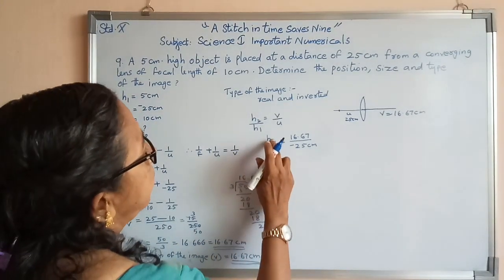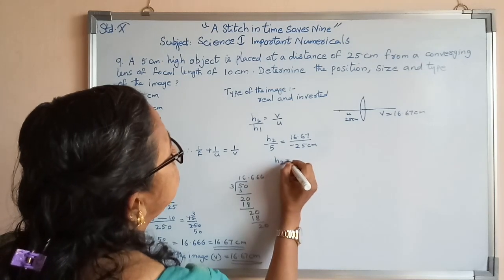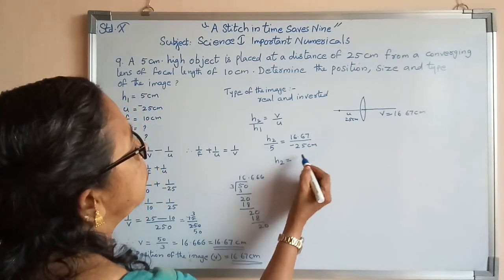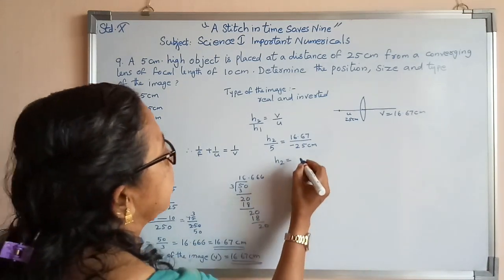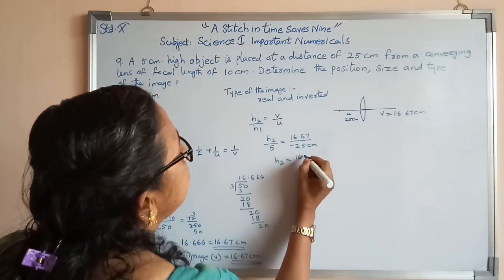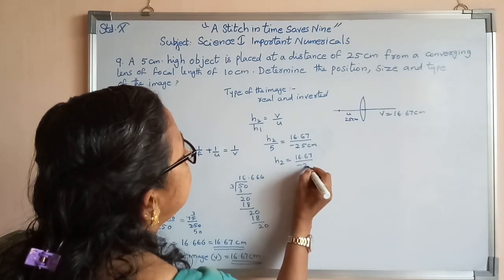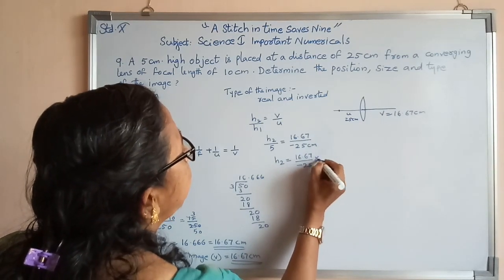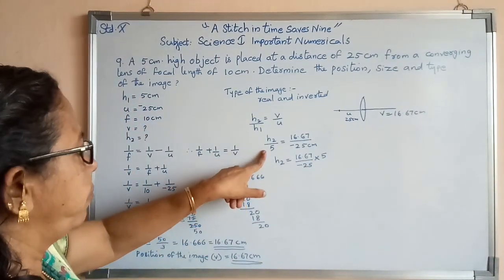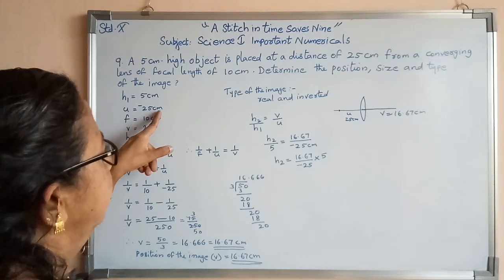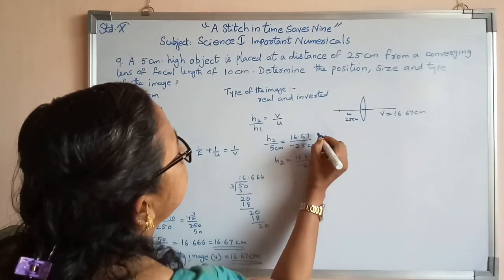Now from here we have to derive H2. H2 is equal to, here division form is there. When it goes to the other side, it will be in the form of multiplication. So 16.67 upon minus 25 into 5 centimeter. Here 5 means 5 centimeter, and U as well as V are everything in centimeter, so you can put the unit here.